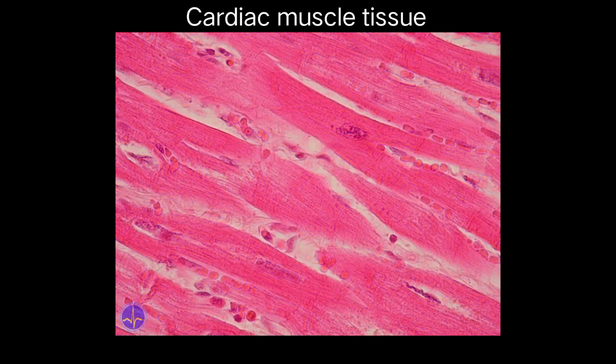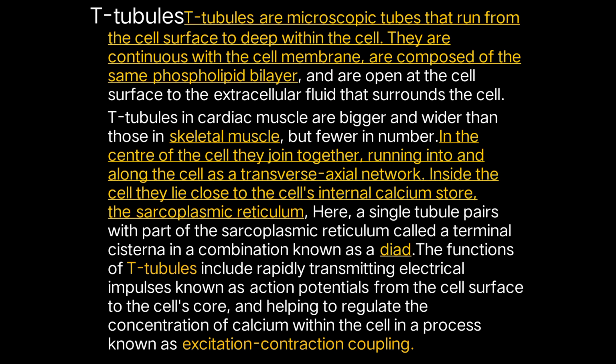Next we can see the cardiac muscle tissue like this. This is the cardiac muscle tissue in which we can see the branching, the striations are visible, and many nuclei are visible here. Now come to the T tubule. T tubules are microscopic tubes that run from the cell surface to deep within the cell, and they are continuous with the cell membrane and are composed of a phospholipid bilayer, and are open at the cell surface to the extracellular fluid that surrounds the cell. So in this way these tubules are opening outside.